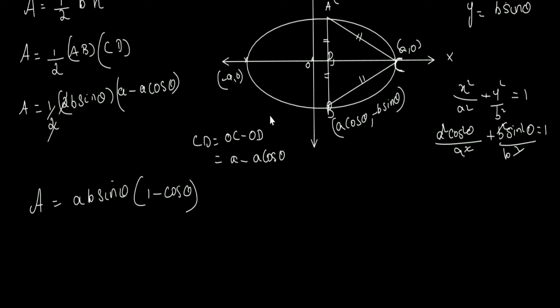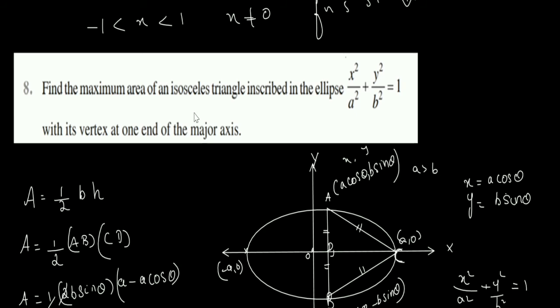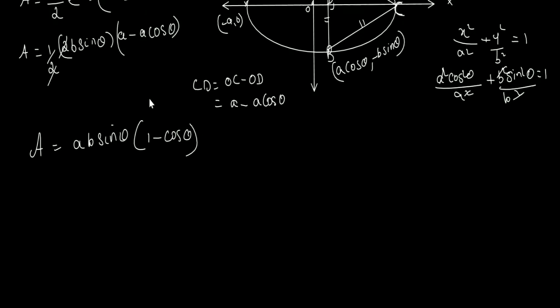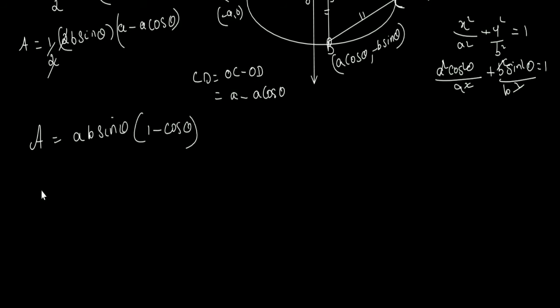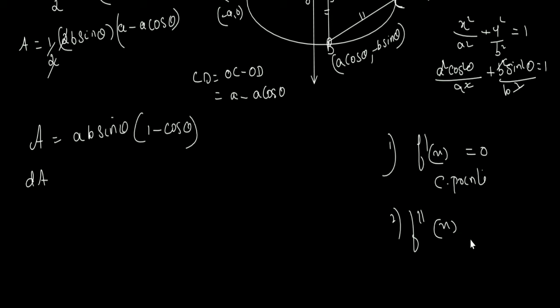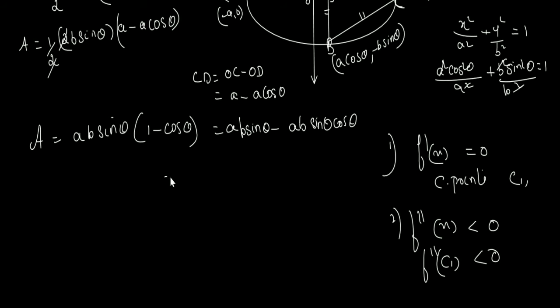Now the question is the maximum area. So we have to find the maximum area. That means differentiate this to find the maximum or minimum. First step is we have to find the critical points. Put f dash of x is equal to 0 and find the critical points. Then second step is you have to find f double dash of x. Maximum means f double dash of x should be less than 0. If the critical point is C1, then f double dash of C1 should be less than 0.